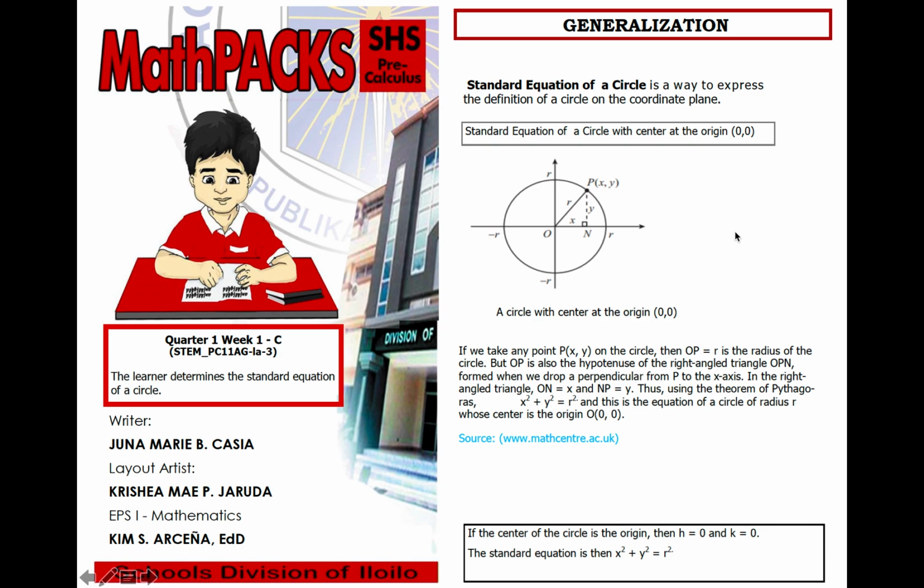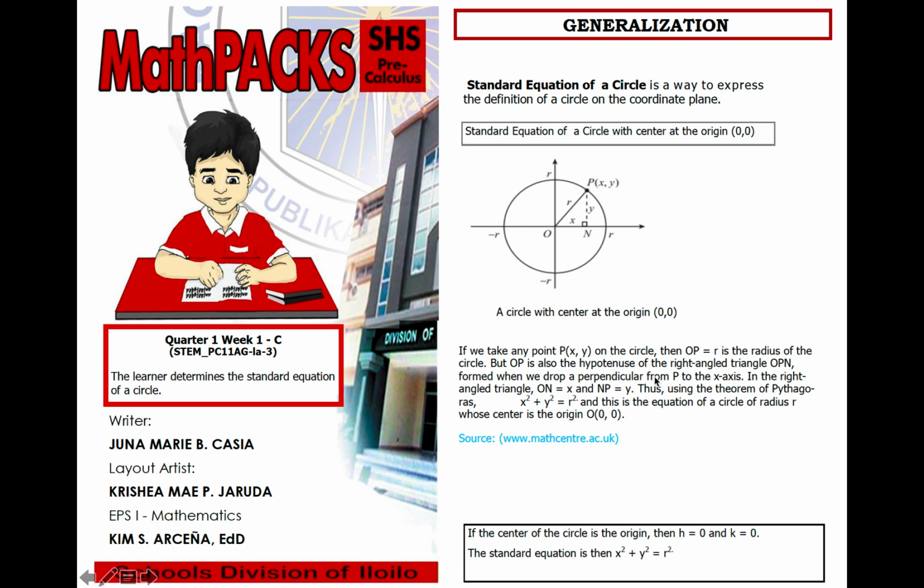So if your circle is at the origin, the standard equation would always follow this format: x squared plus y squared equals r squared. The coordinates of the center are noted by h and k. h is the x coordinate of the center and k is the y coordinate of the center. And every point on the circle has coordinates P, which is (x, y).